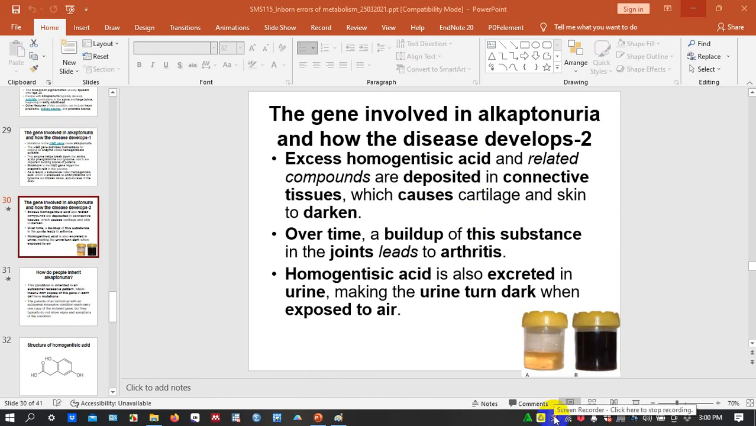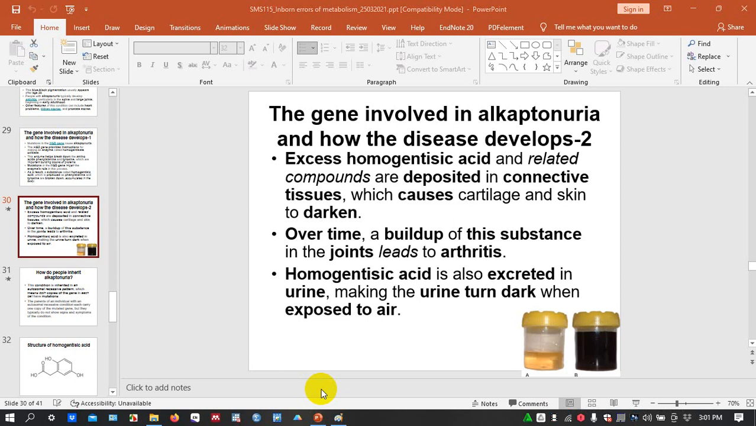Okay, so let's continue our lecture on inborn errors of metabolism. So we were on alkaptonuria.